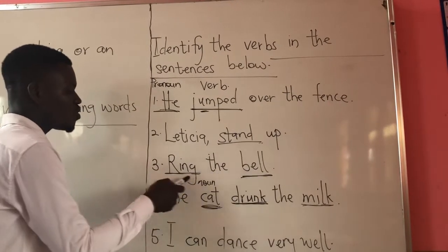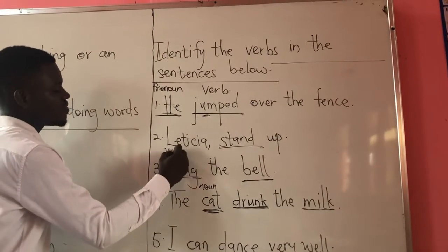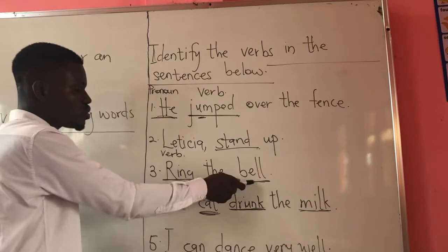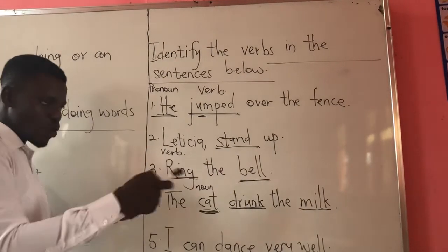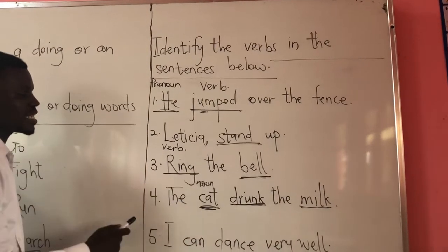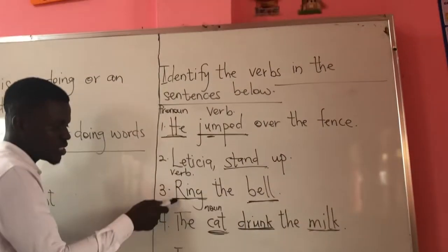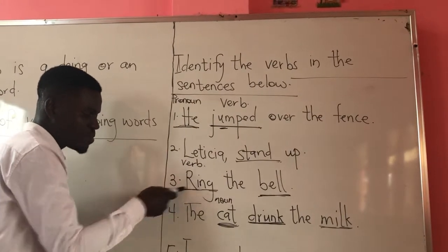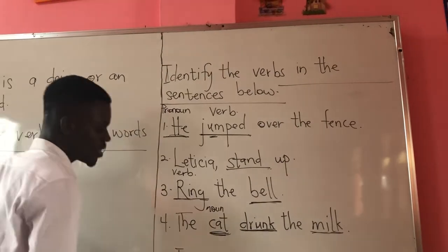Okay. Ring the bell. So what is the verb here? We said what? Ring is what? The verb. Why? Because ring is what you are going to do with the bell. You are going to ring the bell. So when you go out there, you will take the bell, which is what? A noun. It's the name of what? A thing. When you go out there, you will perform an action with this bell, which is what? To ring it. So when you ring the bell, the ring here becomes what? The verb. And the bell is what? The noun.